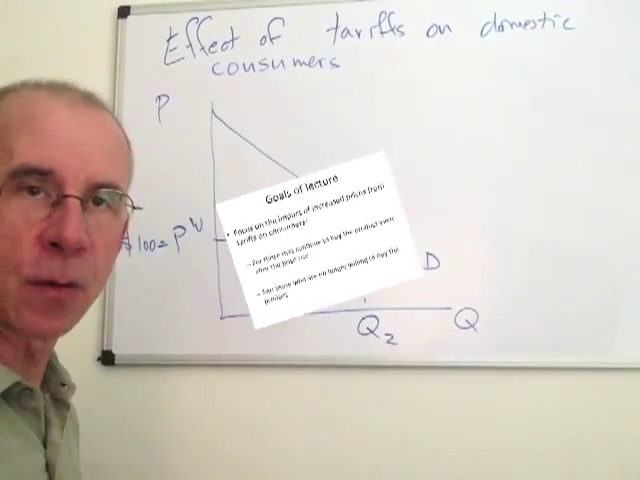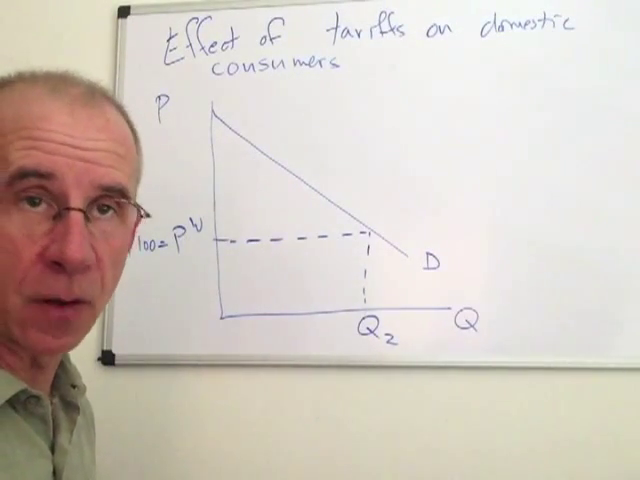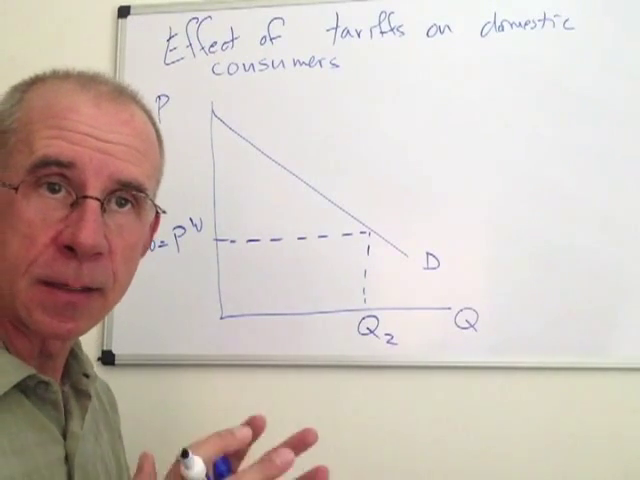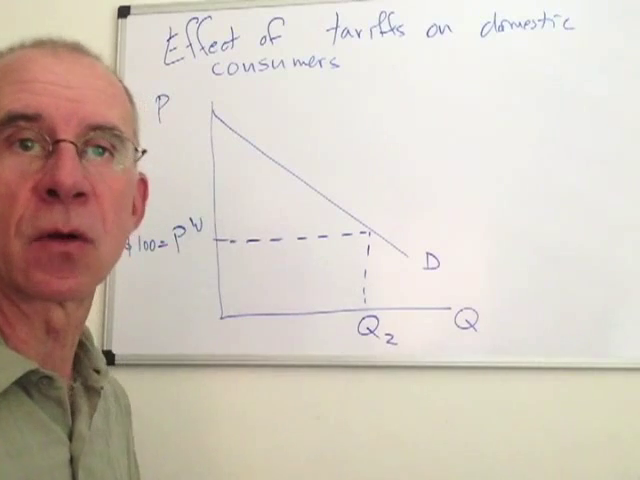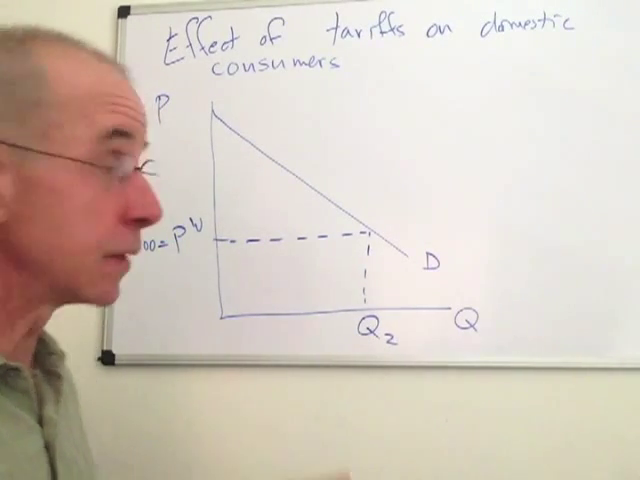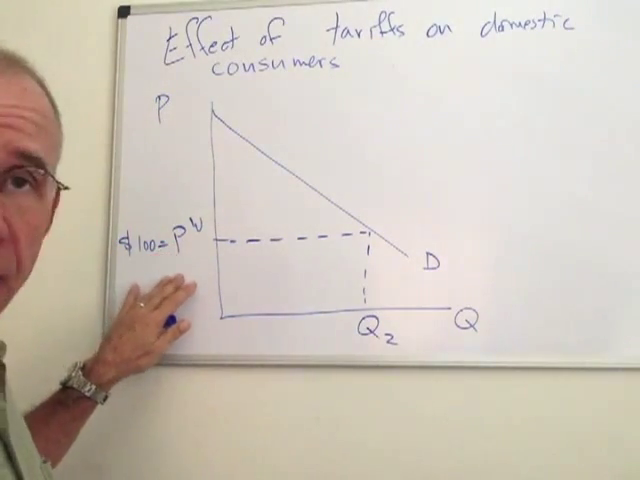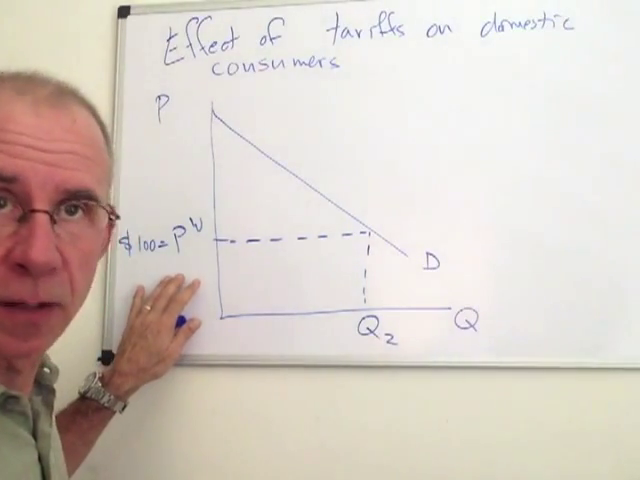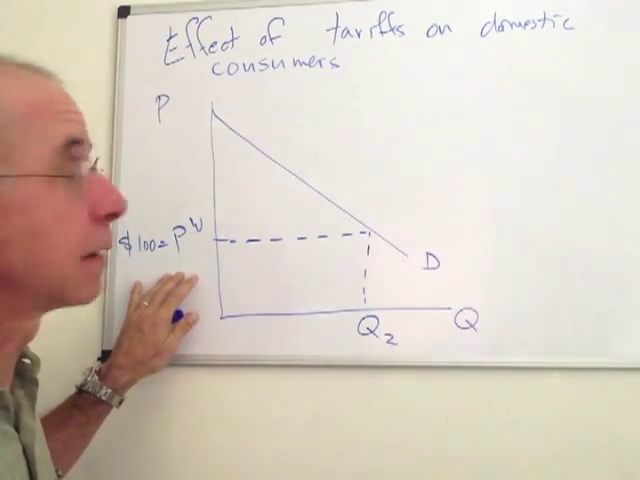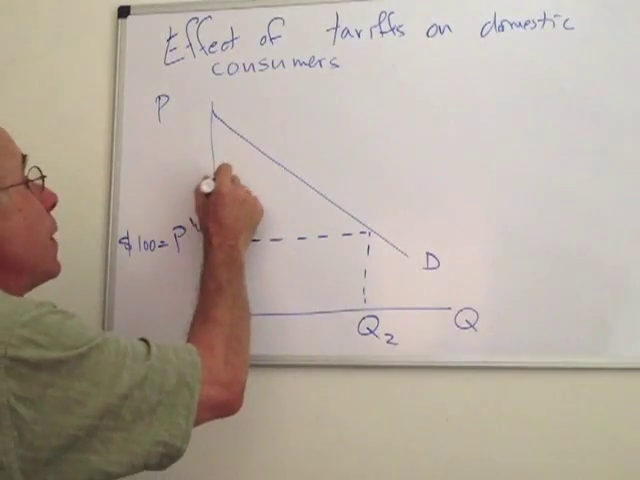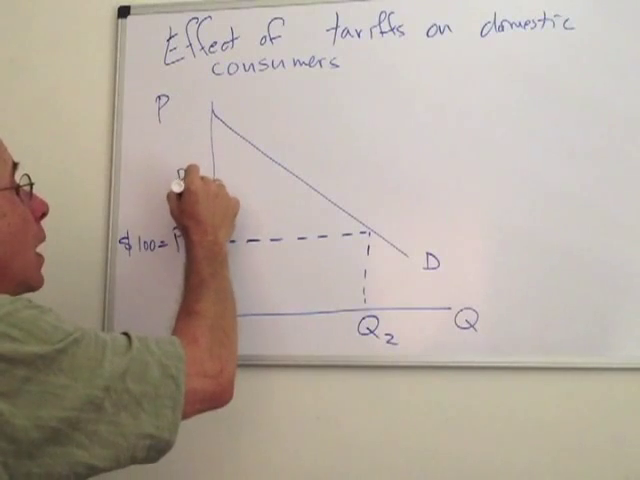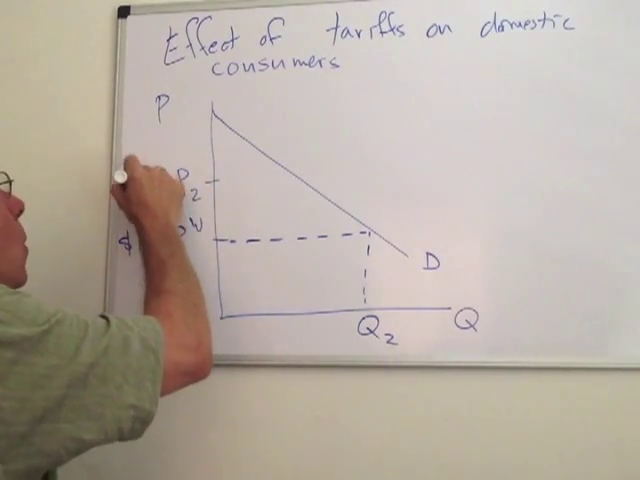So I want to take a look now at the effects of a tariff on domestic consumers. The most basic issue is that the price is going to tend to increase. So we have a world price of $100. That's the free trade price. And let's say after the imposition of the tariff, that the new domestic price is $110.